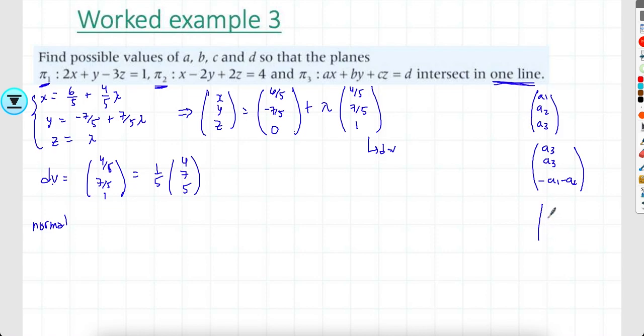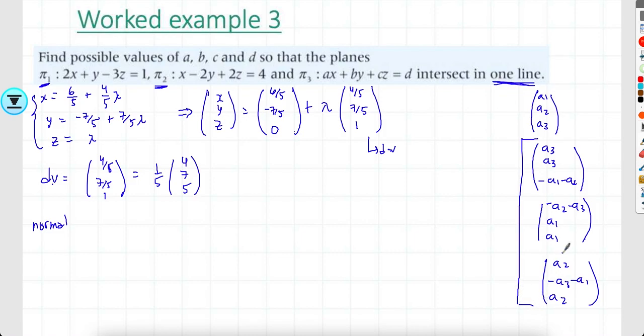Another possible combination is A1, A1, and then minus A2, minus A3. And another combination is A2, A2, minus A3, minus A1. Now, these combinations, again, there are some flaws to them, so don't take them as guaranteed ways, but it's one possible approach or one head start to finding the normal to the plane.